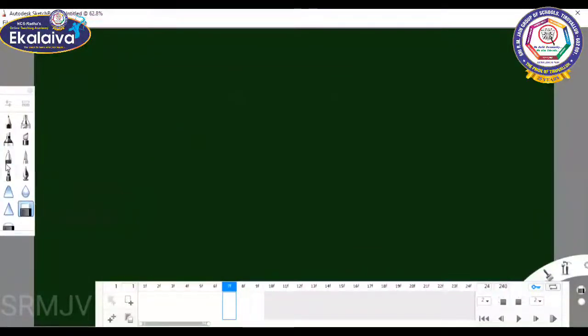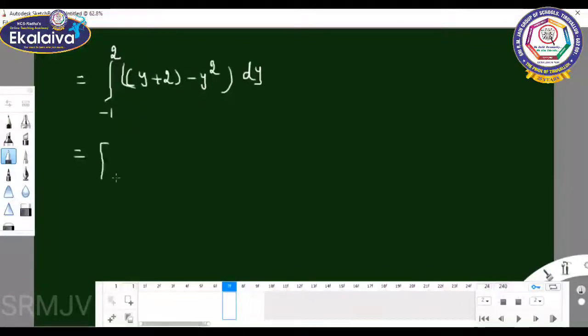Area equal to integral from minus 1 to 2 of the line, y plus 2 minus y square, into dy. Now you have to integrate. It is y square by 2 plus 2y minus y cube by 3. The limit is minus 1 to 2.